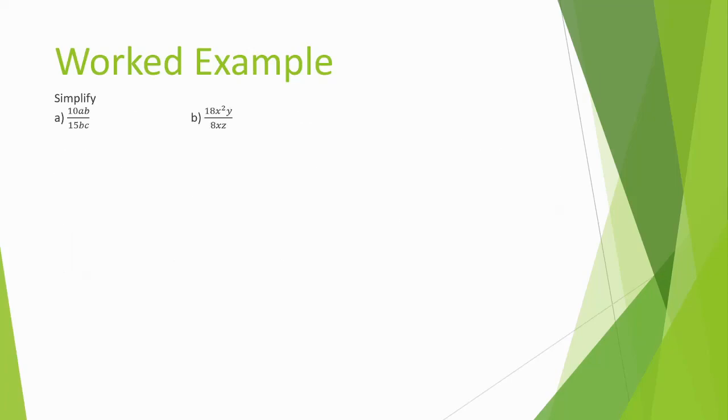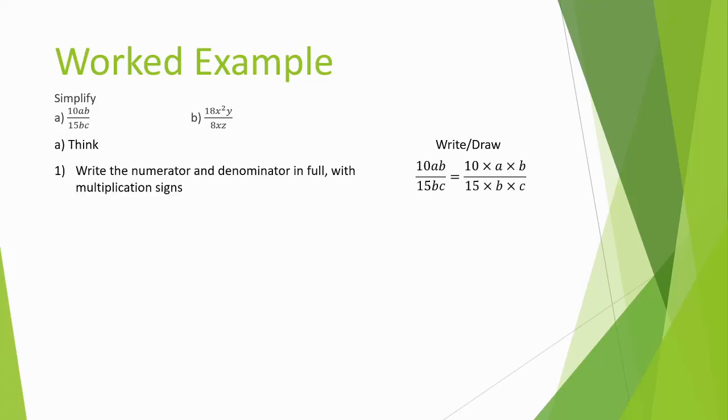Now some division examples. Again, you can pause the video to practice these and then come back to see if you've got them right. On the left, I am still doing my thinking, and on my right, I'm writing my workings. So on the left, I'm going to rewrite the numerator and denominator in full with the multiplication signs. So I've got 10 times a times b all over 15 times b times c.